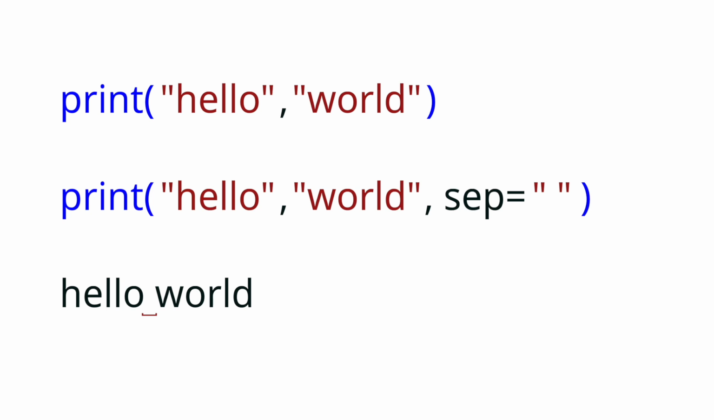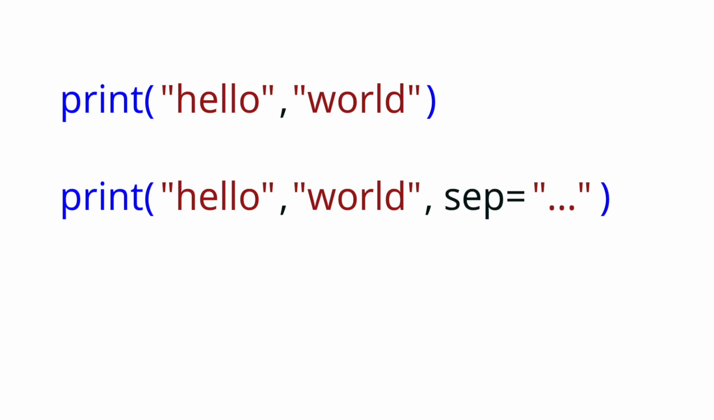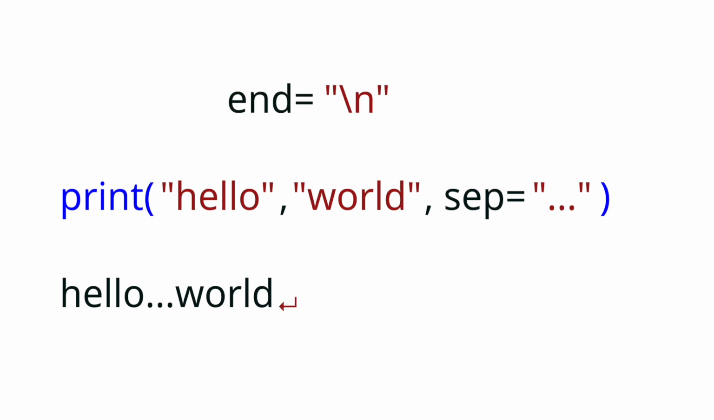If you change the value of the sep parameter, for example, print("hello", "world", sep="..."), the output will be hello...world. You can also use the end parameter to specify the string that is added at the end of the output.